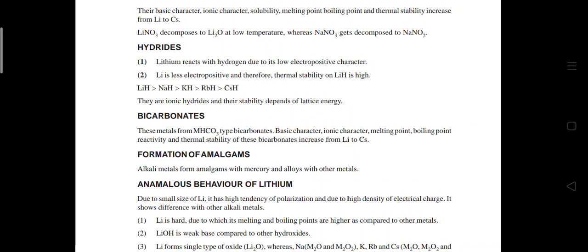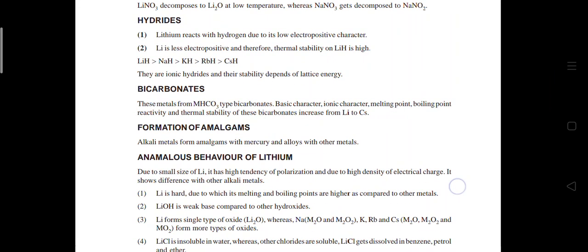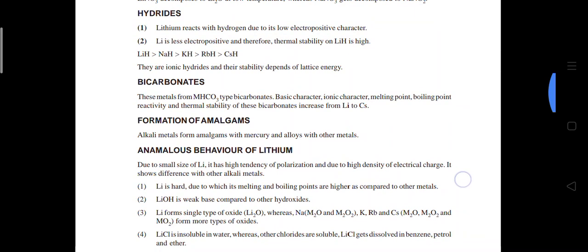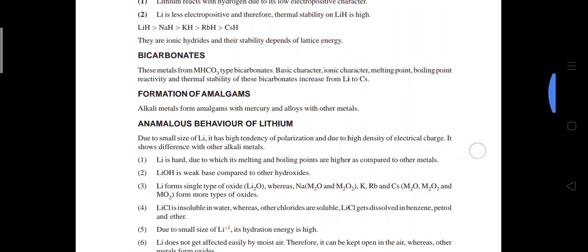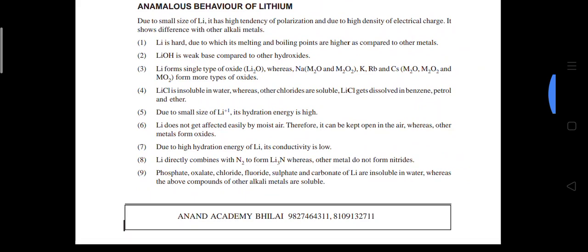Next is hydrides. Lithium reacts with hydrogen due to its low electropositive character. Lithium is less electropositive and thermal stability of lithium hydride is high. They are ionic hydrides and their stability depends on lattice energy. Next is anomalous behavior of lithium.